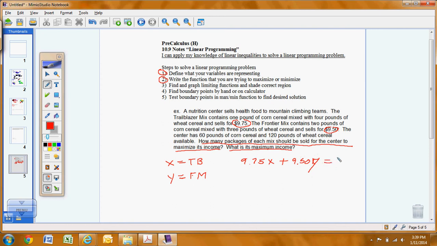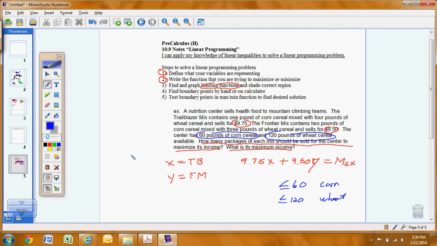It says maximum. Sometimes it's minimum, so you've got to make sure you understand what the question is asking. Once I do that, I try to find the limiting functions. I'm going to do this in blue this time. I try to find out what I am constrained to. It says the center only has 60 pounds of corn cereal. So one of my constraints is I have to have less than or equal to 60, and this is my corn cereal equation. And then I only have 120 pounds of wheat as well, so less than or equal to 120 is another restriction that I have.